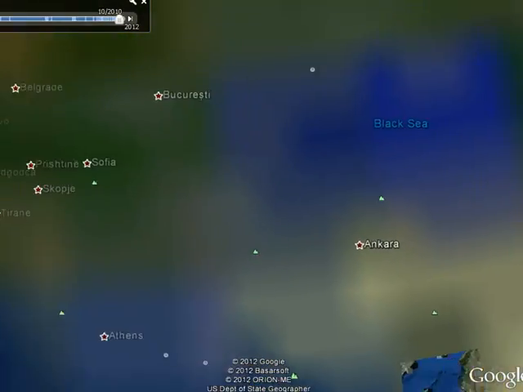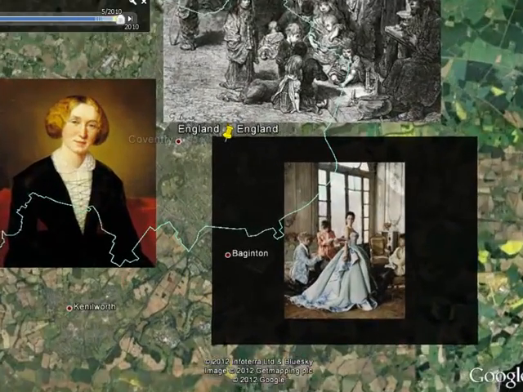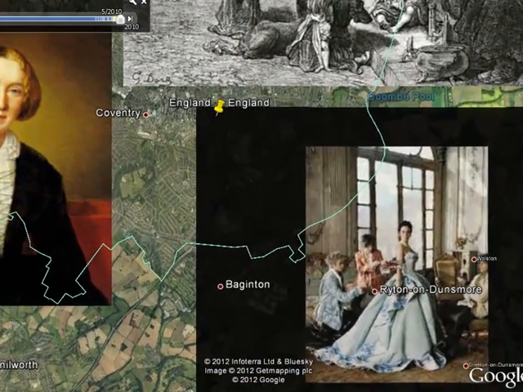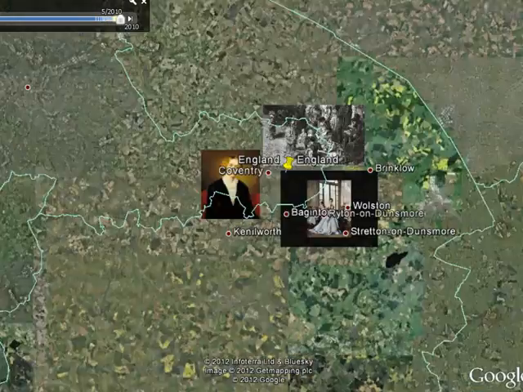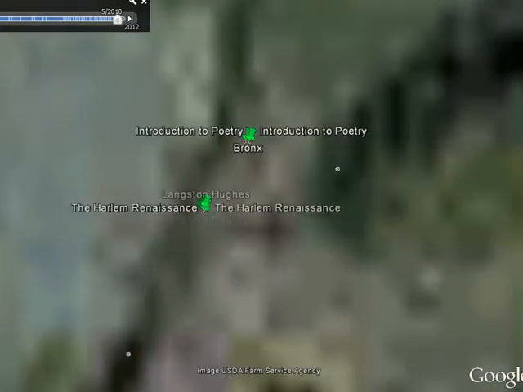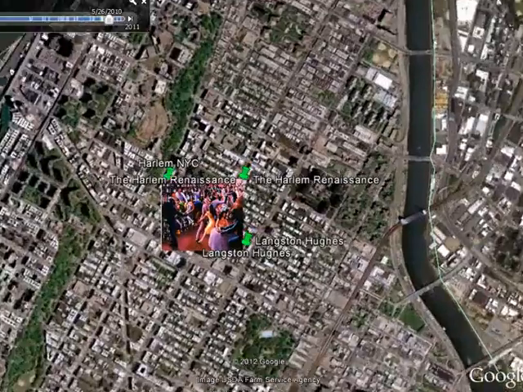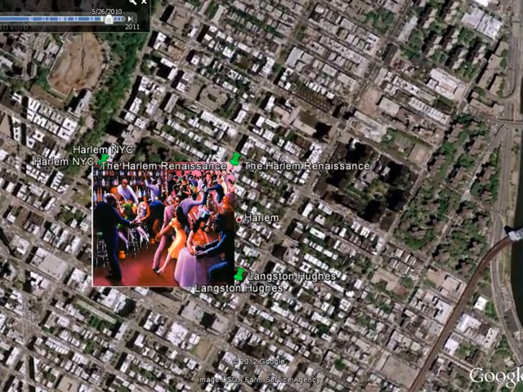Moving north, we see the area in England where George Eliot lived during the reign of Queen Victoria, when Count That Day Lost was written. Now we'll cross the Atlantic Ocean to Harlem, New York, where Langston Hughes wrote about the situation of the African Americans in the days of the Harlem Renaissance during the early 20th century.